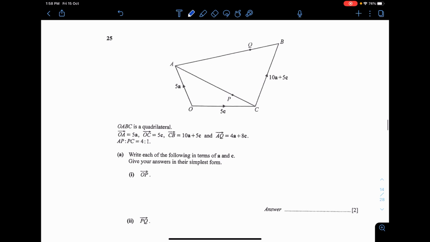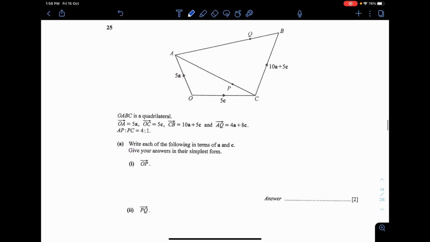25. Quadrilateral vectors and everything. Write down in terms of A and C. Okay, get the vector OP. Okay, OP is here. The ratio of AP is 4 units and PC is 1 unit. If I want OP, I just take OC plus CP. OC is simple, just 5C. But CP is actually 1 over 5 of CA.